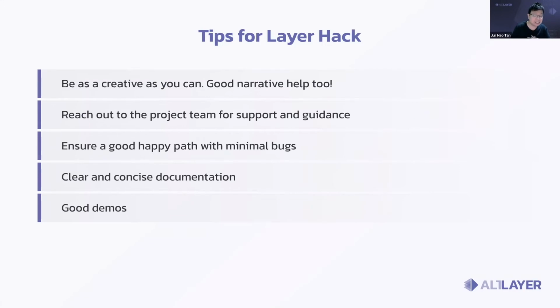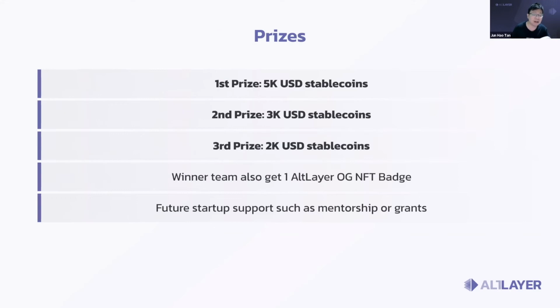And clear and concise documentation is always good to have, and good demos are also very good to have. And prize-wise, we have first prize 5K USD, second prize 3K, and third prize 2K. And on top of that, each winning team will get one AltLayer OG NFT badge.